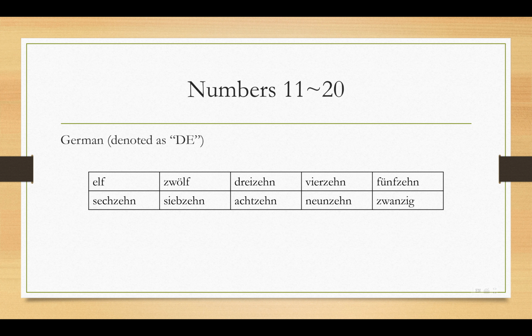Now, let's count from 11 to 20 from German people's perspective. Please repeat after me. 11, 12, 13, 14, 15, 16, 17, 18, 19, 20.